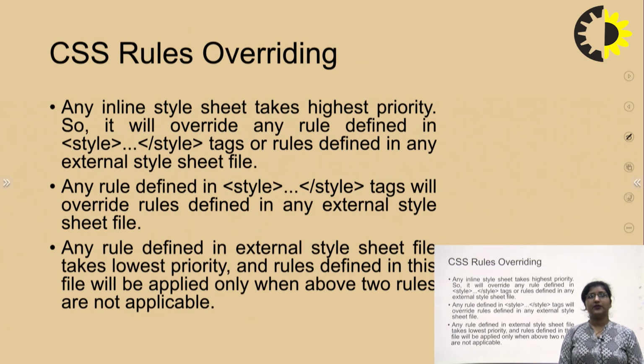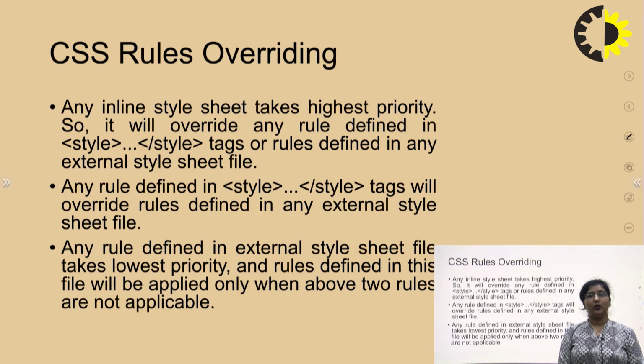Next is CSS rules overriding. What are the various rules for overriding CSS? What is the sequence? How will the CSS behave? Which CSS will have more value than another one? So, any inline style takes the higher priority. If any inline style is available, then it is of the highest priority.